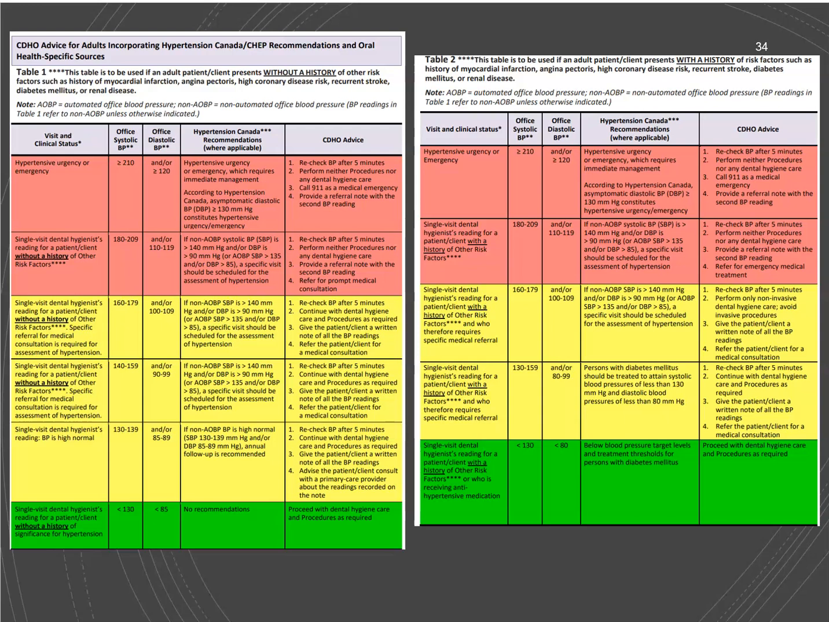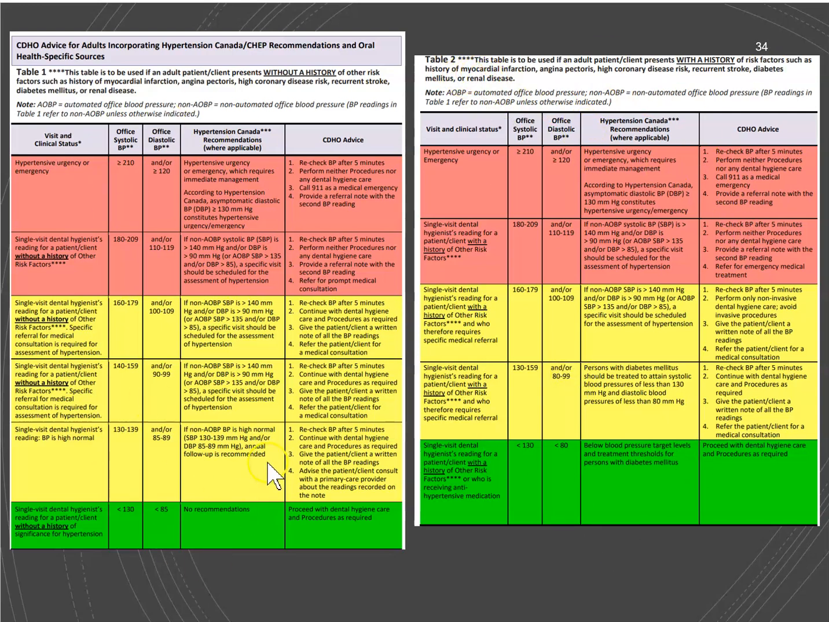This is from CDHO, and you would follow your regulatory body as to what the recommendations are, but typically it's going to be very similar. So when you look at CDHO's advice for hypertension, they have two charts. They have one for without a history, so clients without any history of previous heart conditions, no previous chest pains, no strokes in the past, no diabetes, no kidney issues, you would follow this chart. If they have a history, so if they've had past heart attacks, if they have complained of chest pain in the past, if they've had stroke, if they have diabetes or any renal disease or kidney disease, then you follow this chart.